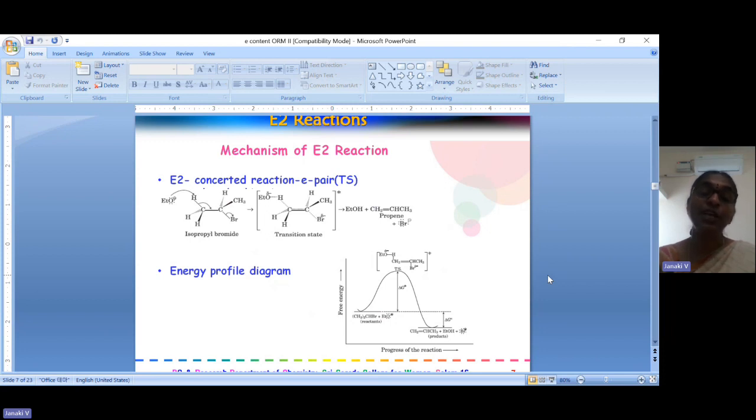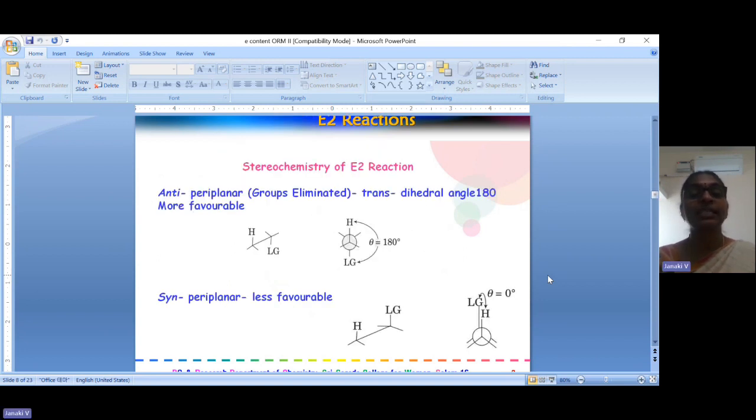And then here the entropy favors the formation of the products from the starting material, that is isopropyl bromide and ethoxide ions. And the next is the stereochemistry of E2 reactions. Here, the stereochemical requirement is that the groups eliminated should be antiperiplanar. Conformationally, we can say that they must be trans to one another.